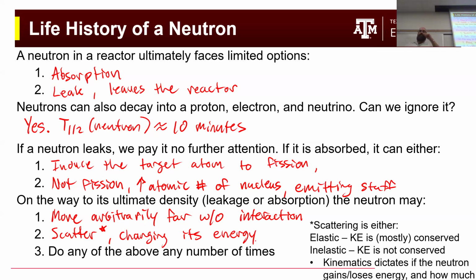And we had talked before about how there are lots of different scattering reactions. We can mostly just think of it as either elastic or inelastic scattering. Elastic is when the kinetic energy is conserved, mostly. Inelastic means that the kinetic energy is not conserved. And it's the kinematics of those reactions which influences what the scattering reaction looks like. So that's what's going to dictate how much energy gets lost.